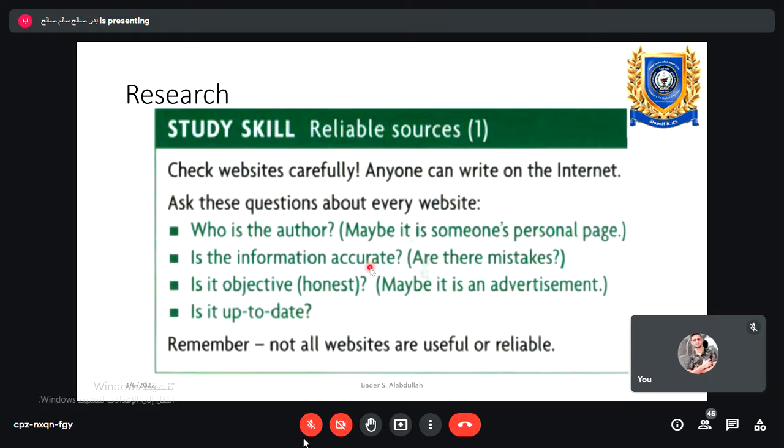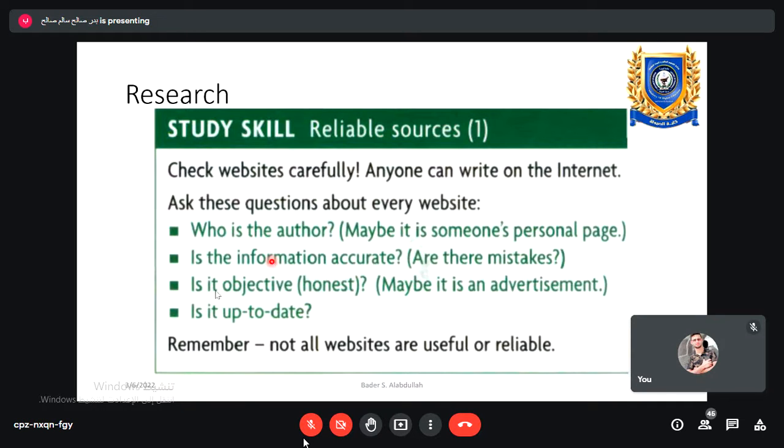Is the information accurate? Are there mistakes? How do you know that? By checking more than one website. Like if you want to know a medication for a disease, you are a pharmacist and you are searching for a medication for some diseases. You check more than one website to make sure you get the correct medication.